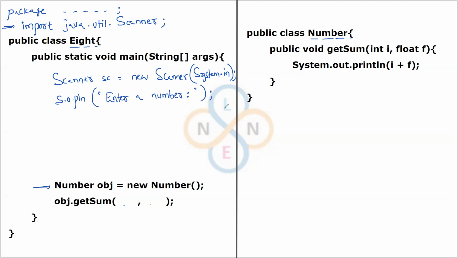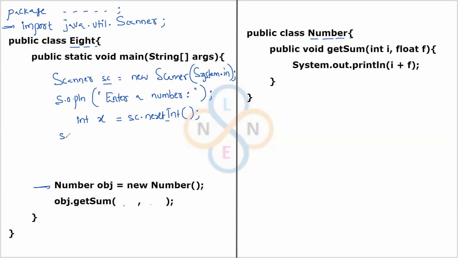Then after this, we need to give one integer input, one float. How to read an integer? Scanner class object reference dot nextInt method, which will not take any input, and this will return an integer. You can capture it into some integer type of variable of your choice.